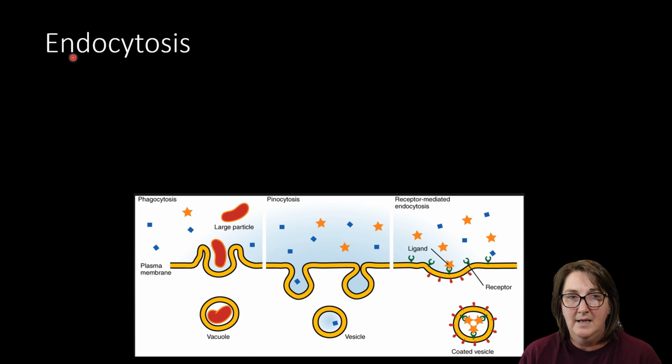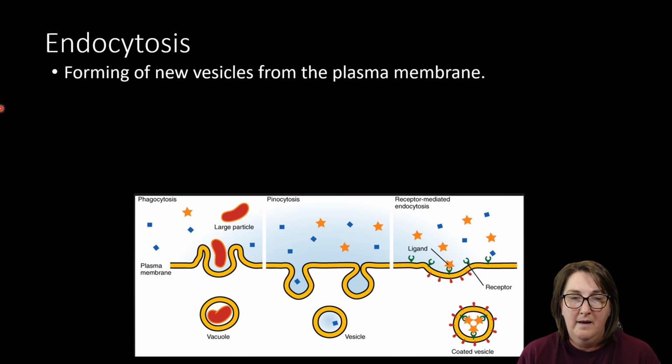Endocytosis, endo means in. So endocytosis, I'm bringing material into the cell. So I'm going to be forming new vesicles from plasma membrane. So I have the plasma membrane, material is going to come in, the membrane is going to fold and it's going to pinch off, and then this plasma membrane that was part of the cellular membrane is now a vesicle or a vacuole. It just depends what it's going to be used for, and now it's a part of that.